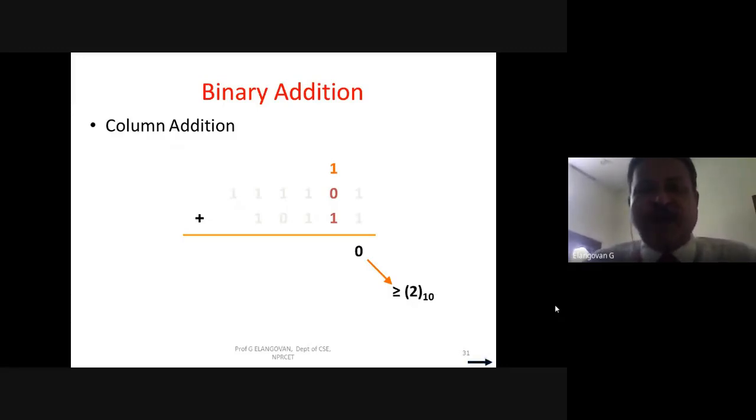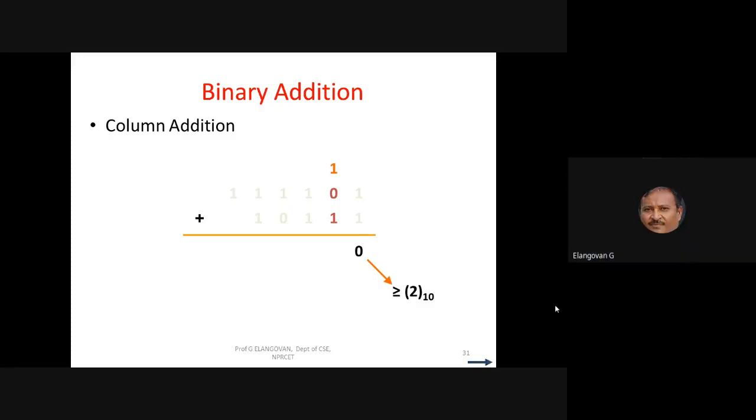Now assume there is a 0 and 1 to be added. If there is a carry 1, then adding 1 plus 0 plus 1, you will end up with the summation result 2. Whenever you get the result, it has to be compared with the base value. Whenever the summation is greater than or equal to the base, you have to subtract the base from it. So the result is 0, and we forward the carry 1 to the higher order level.